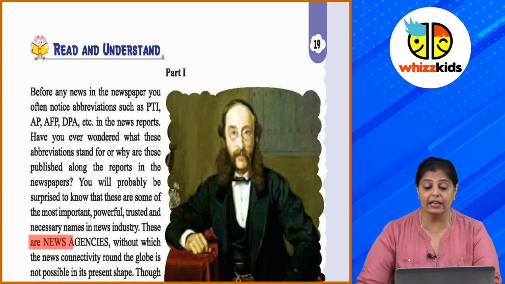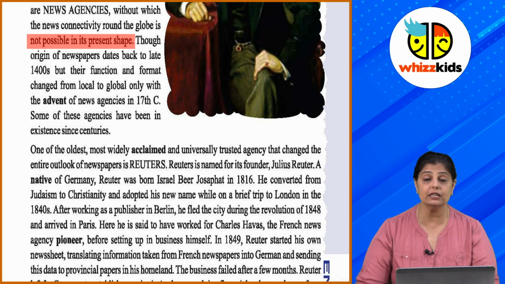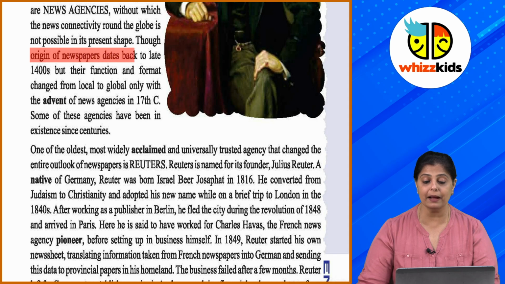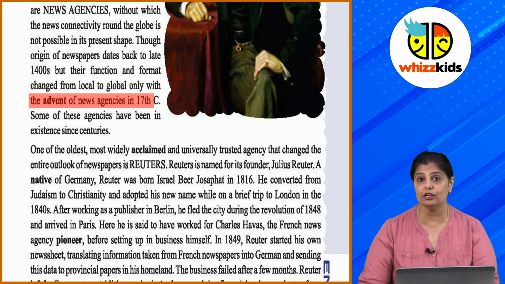These are news agencies. Yeh hai news agencies without which the news connectivity round the globe is not possible in its present shape. So ye jo agencies hai, they are the ones who are responsible for the news connectivity across the globe. Though origin of newspapers date back to late 1400s, but their function and format changed from local to global only with the advent of news agencies in 17th century.